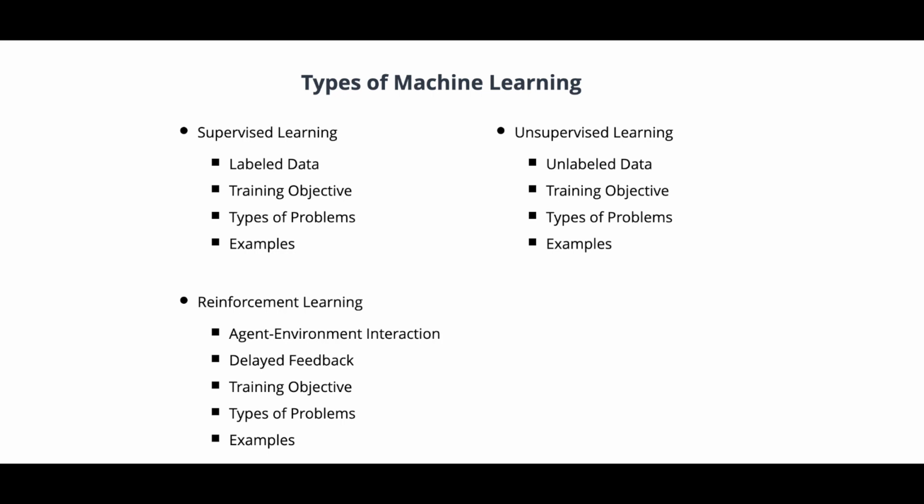What are the types of problems? Reinforcement learning is used for tasks like game playing, robot control, and autonomous decision making in dynamic environments. What are the examples? Training game playing agents, for example AlphaGo. Then there's robotic control, self-driving cars. These are all examples of reinforcement learning. Each type of machine learning has its own set of algorithms, techniques, and applications, and the choice of the appropriate type depends on the nature of the problem and the availability of labeled data.